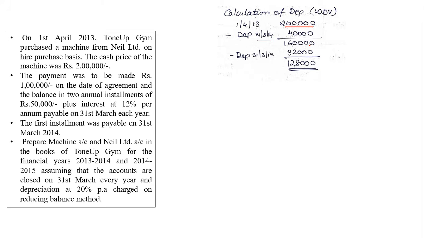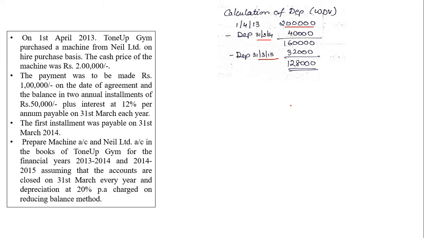Okay, now since in this video I was only asked to prepare for 2 years, my depreciation for the next year will be on 1,60,000. So on 1,60,000, I will remove 20% and I get 32,000. When you subtract, I get the value as 1,28,000. That's the calculation of depreciation.